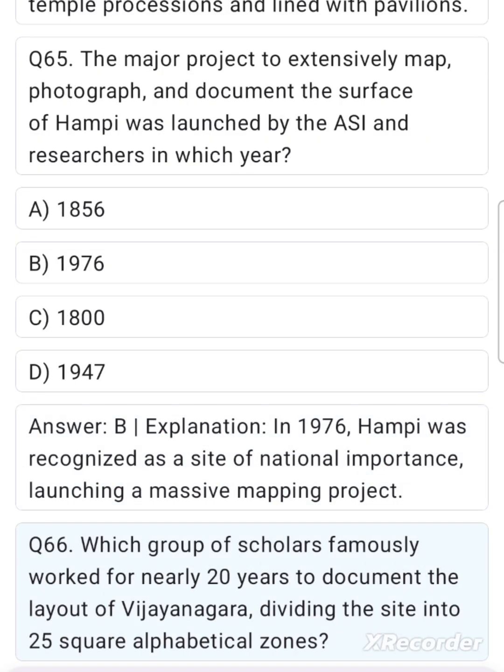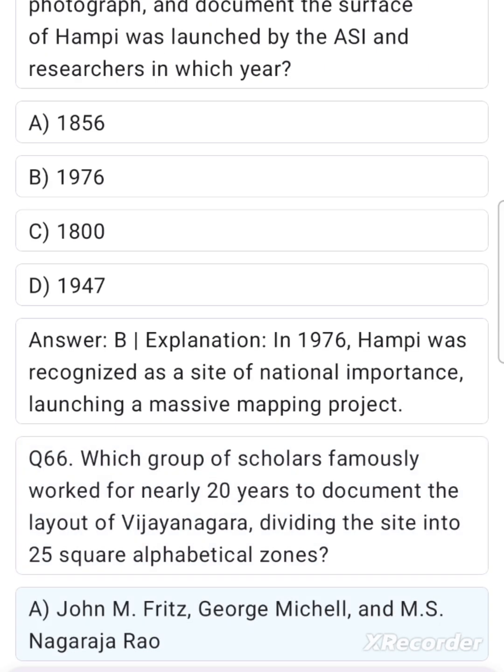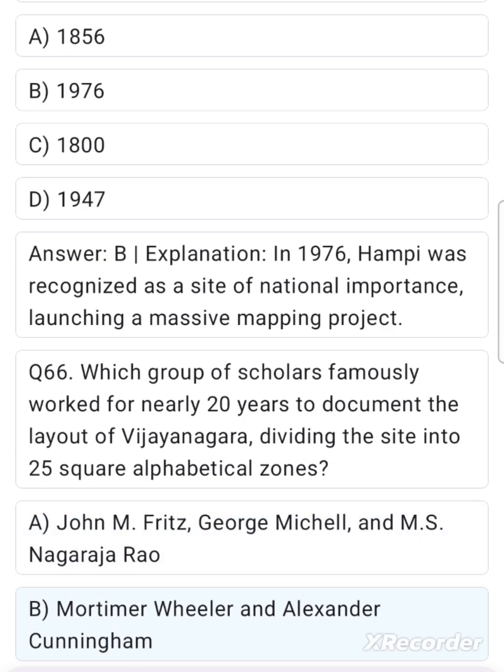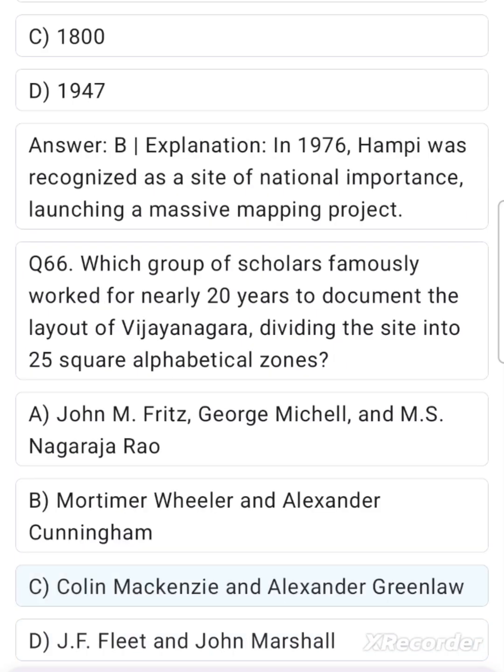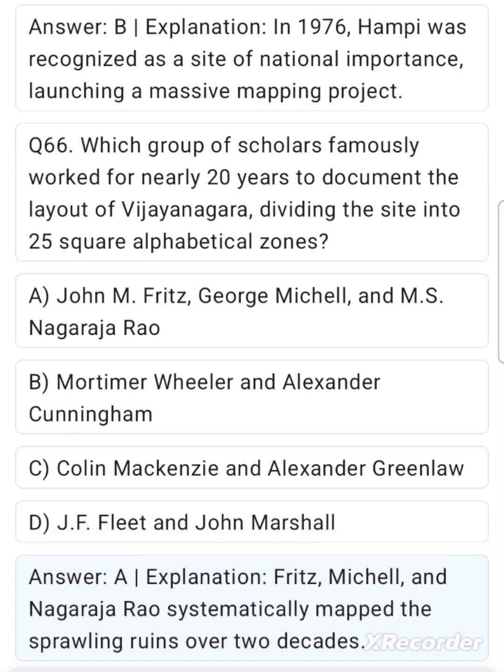Q66. Which group of scholars famously worked for nearly 20 years to document the layout of Vijayanagara, dividing the site into 25 square alphabetical zones? A. John M. Fritz, George Michell, and M.S. Nagaraja Rao. B. Mortimer Wheeler and Alexander Cunningham. C. Colin Mackenzie and Alexander Greenlaw. D. J.F. Fleet and John Marshall. Answer. A. Explanation. Fritz, Michell, and Nagaraja Rao systematically mapped the sprawling ruins over 2 decades.